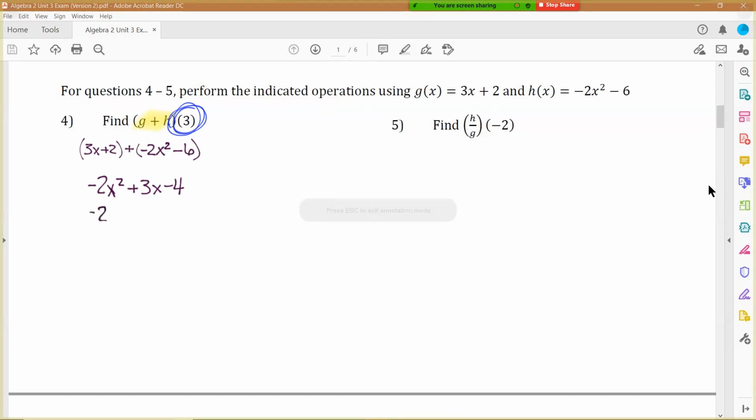So negative 2, and then in parentheses you want your 3 squared, plus 3 in parentheses you want 3, minus 4. Yep, I would type that exactly as it's written into my calculator to get your final answer. Tell me what you get. Negative 13 is the correct answer. So definitely my suggestion, combine g plus h first, simplify that completely, and then plug in the 3.